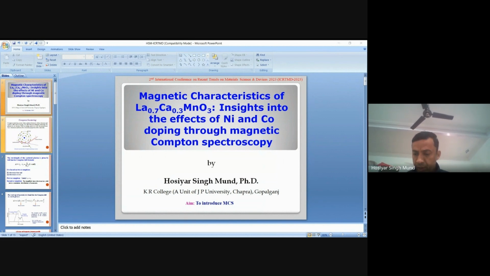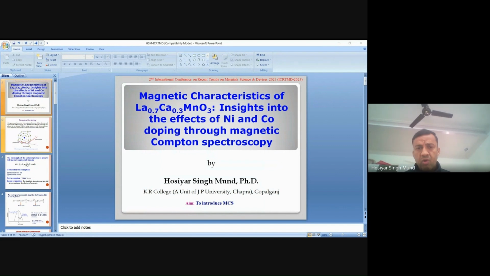Good morning to all of you, and thanks to the organizers for providing me this opportunity to present my work here. The main motive behind this work is to introduce magnetic Compton scattering to the audience, and as an application, I have used lanthanum manganites. So in this discussion, we discuss the magnetic characteristics of lanthanum manganites using the magnetic Compton scattering technique.